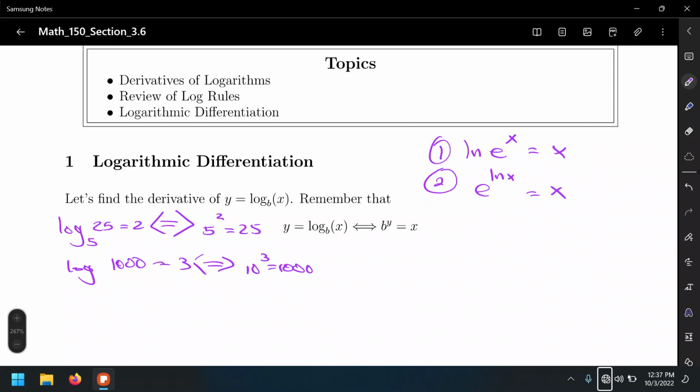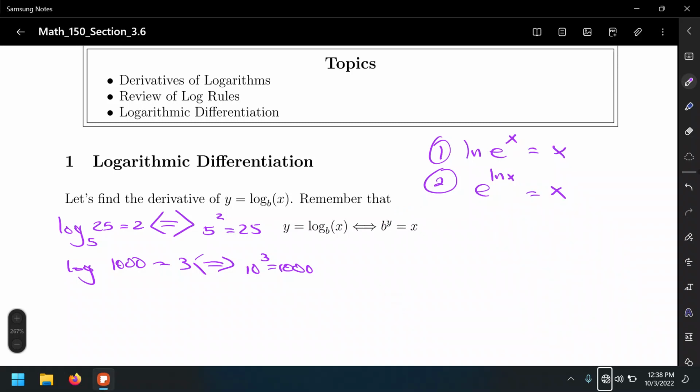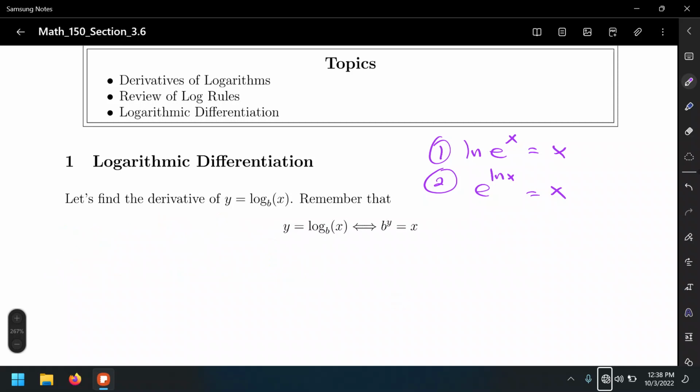That's like writing back and forth between logarithmic form and exponential form. So in general, logarithm base b of x is the same as b to the y equals x. We're going to differentiate this implicitly to obtain a formula to differentiate the natural log function. The formula to differentiate ln is just 1 over x. I know it's really simple, but where is this coming from? That's the interesting part.